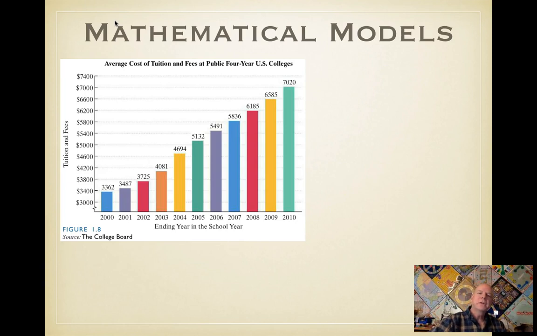Mathematical models is our last topic for this section. A mathematical model is just an equation. It's a function, an equation or a rule that describes what's happening in this graph.